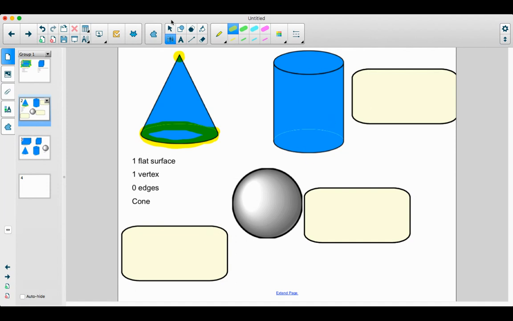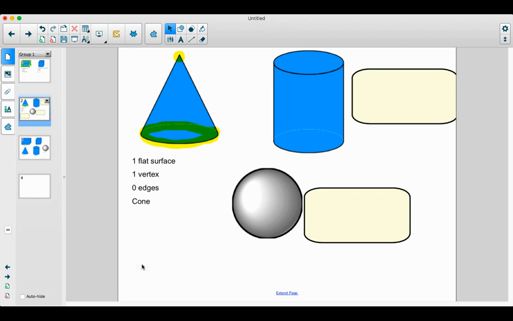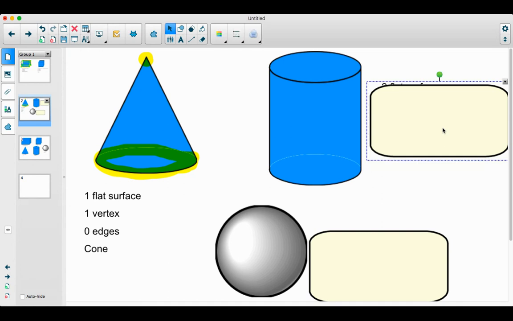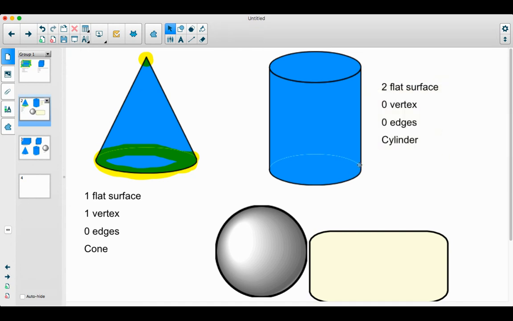Here is a cylinder. Cylinders have 2 flat surfaces. What shape are the flat surfaces of a cylinder? They are circles. 2 flat surfaces are circles on a cylinder. They don't have a vertex, they don't have an edge, and it is called a cylinder.